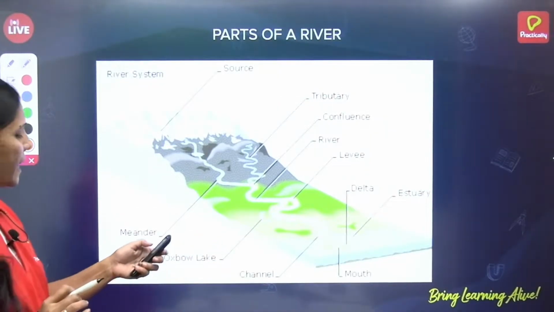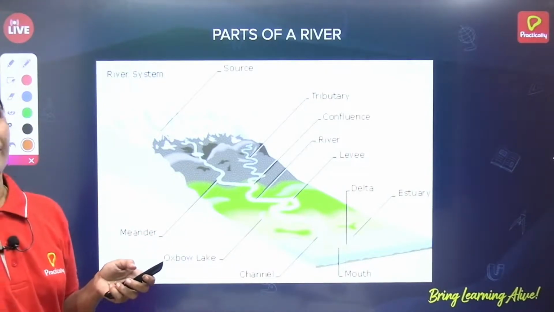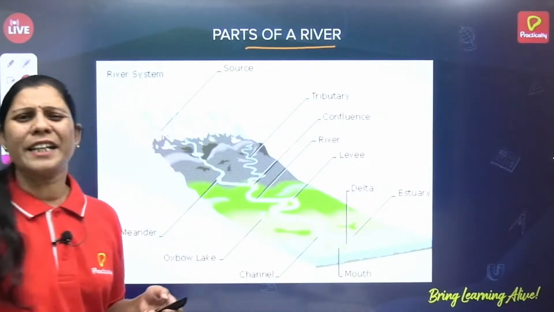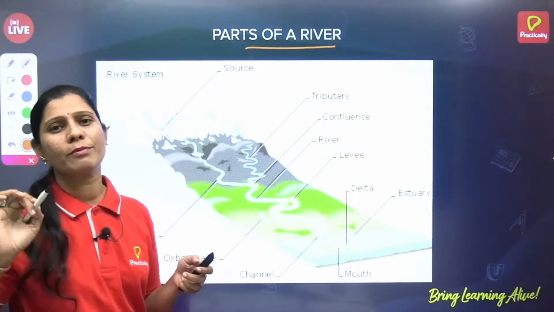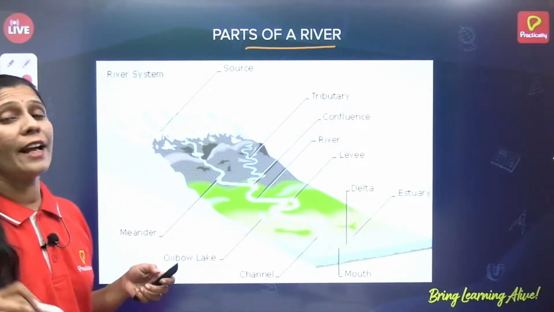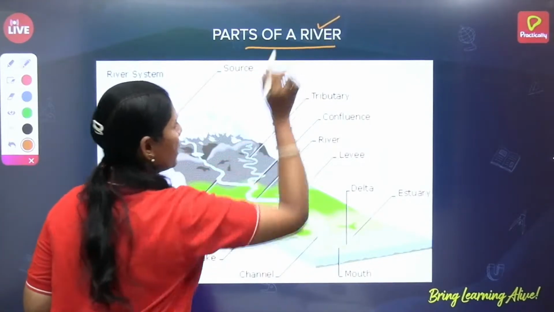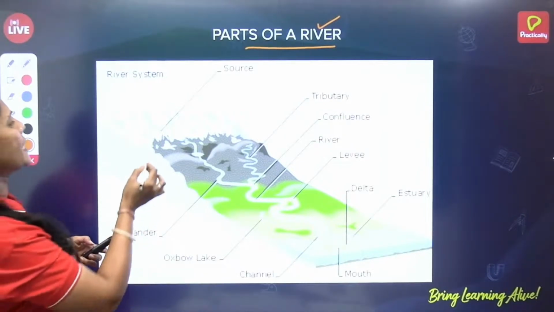Let us have a look. Before going to the rivers and different regions, we learn about the parts of a river. Even in yesterday's class we went through landform features, landform parts. Today we learn about the parts of a river. A river also has different parts. Okay, let us have a look.